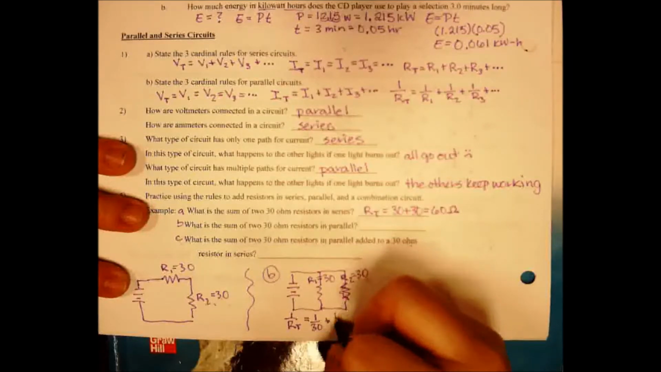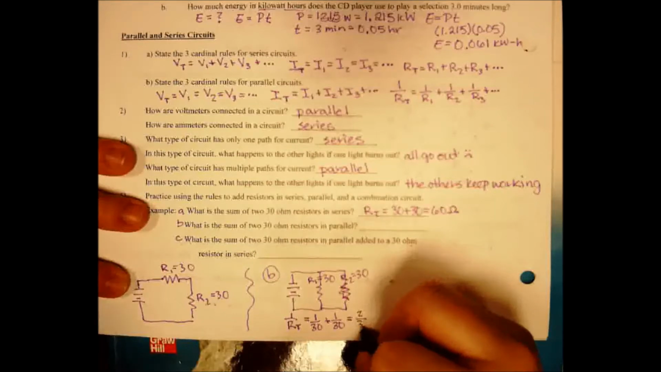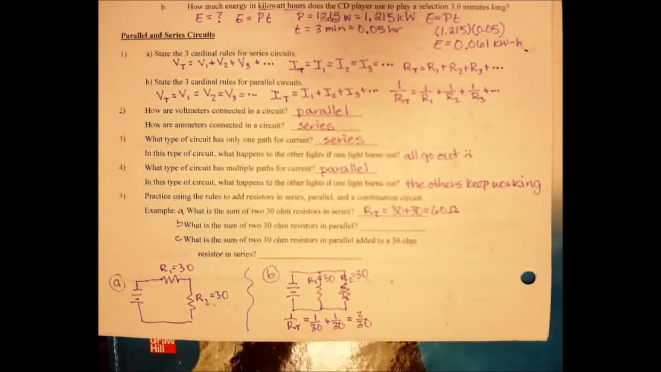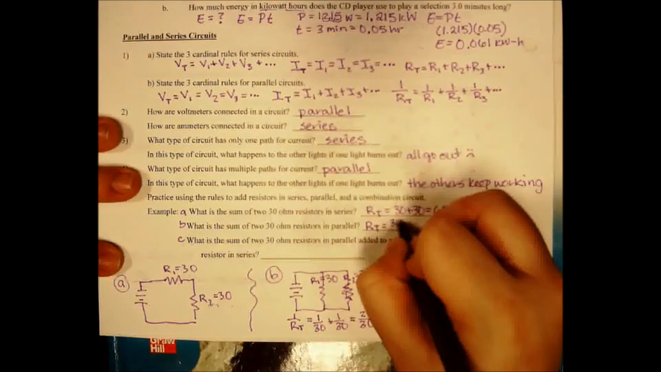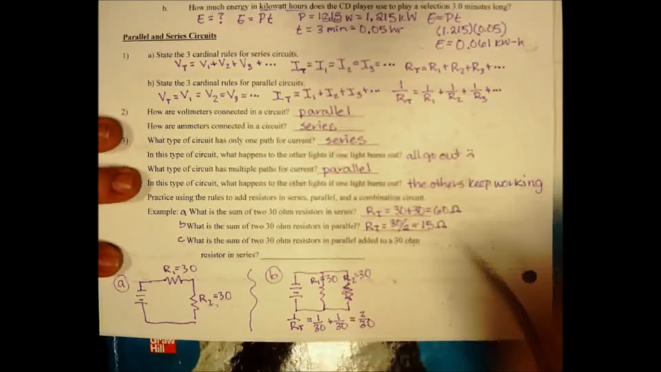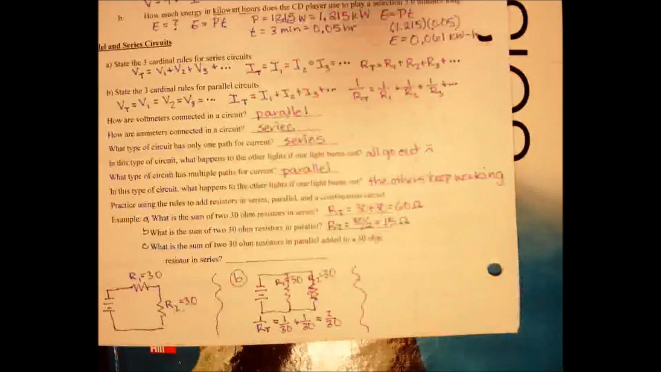Luckily, 30 and 30 have a common denominator of 30. So we get 1 over RT equals 2 over 30. You take the reciprocal of that. So RT equals 30 over 2, or 15 ohms. And then this is by far the most complicated one.